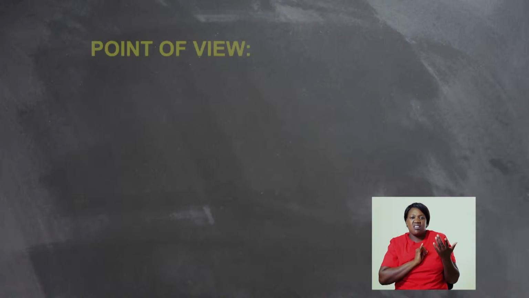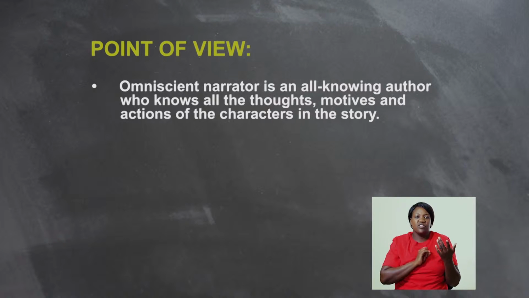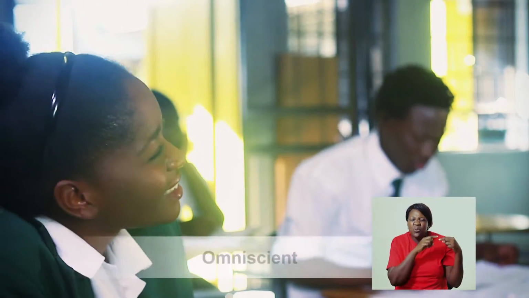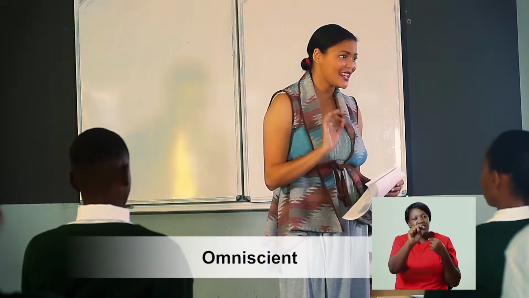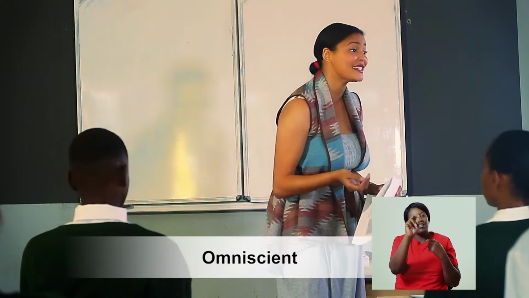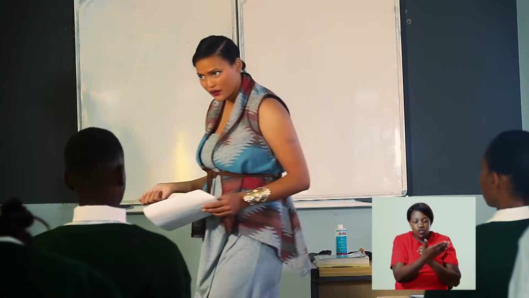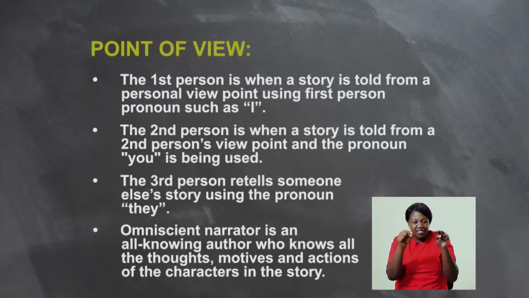Now in such cases, we refer to an omniscient narrator, meaning it is an all-knowing author who knows all the thoughts, motives, and actions of all the characters in the story. Can you repeat that, miss? Omni what? Okay. O-M-N-I-S-C-I-E-N-T, omniscient narrator. The author writes the story from knowing all the thoughts, motives, and actions of all the characters and can thus make use of pronouns such as I, they, and you.